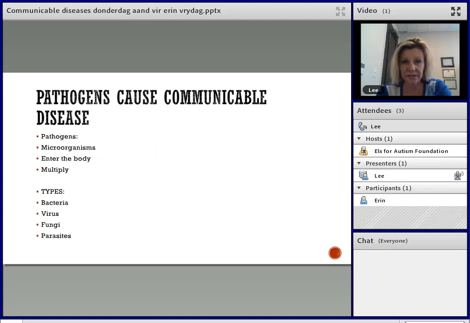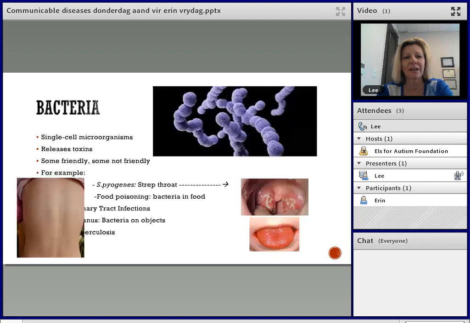The pathogens are the ones to blame. They cause the communicable disease. So the pathogens are microorganisms. They enter the body and then they multiply. The types that you see are bacteria, virus, fungi, and parasites.